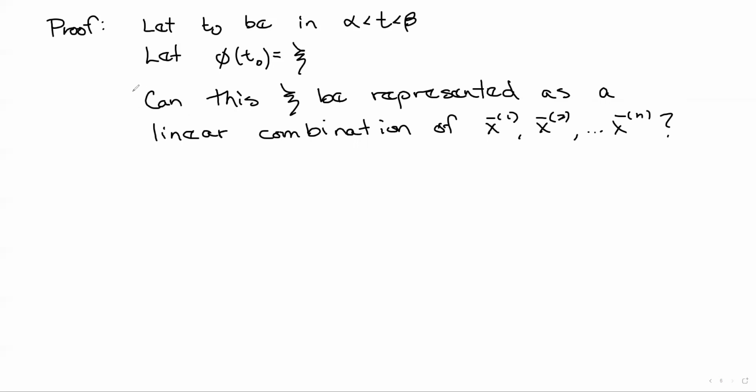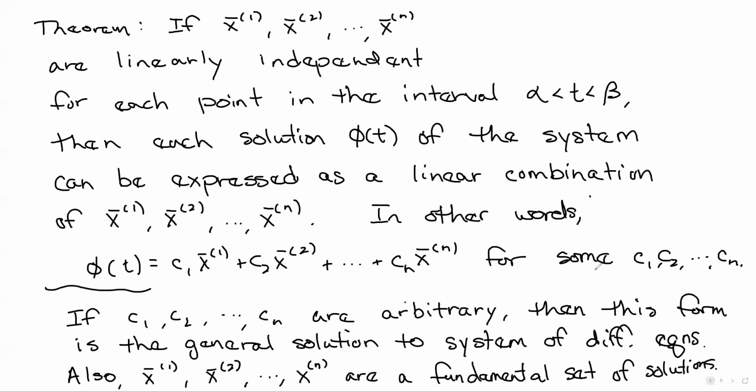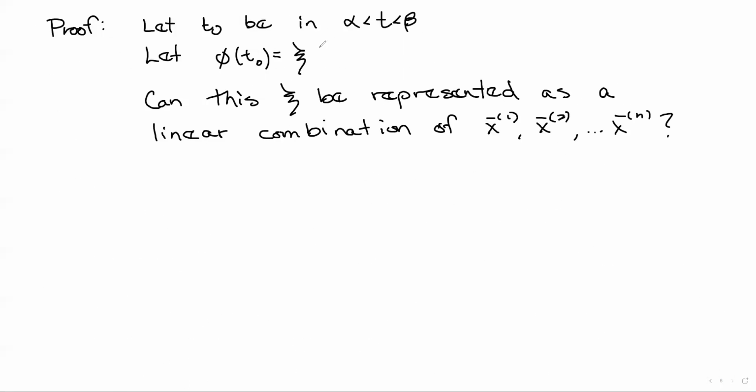Right. So this is what we want to answer. Can this thing be represented? If the answer is yes, guaranteed it can, then that tells us that the linear combinations of x1 through xn get us all the solutions. If we've got a generic solution, then we can get all of them.